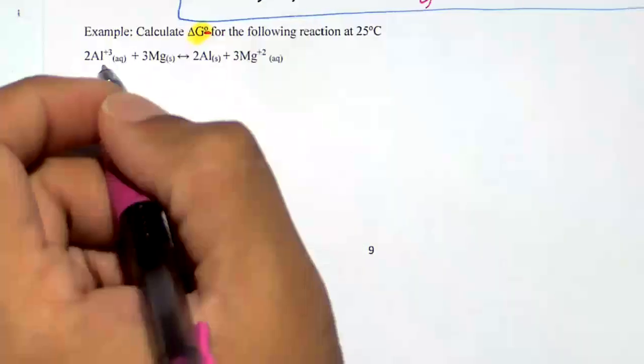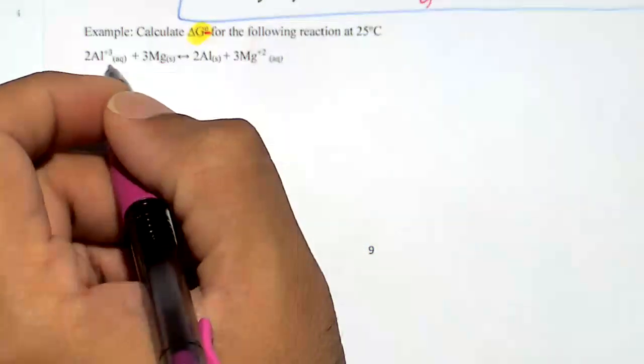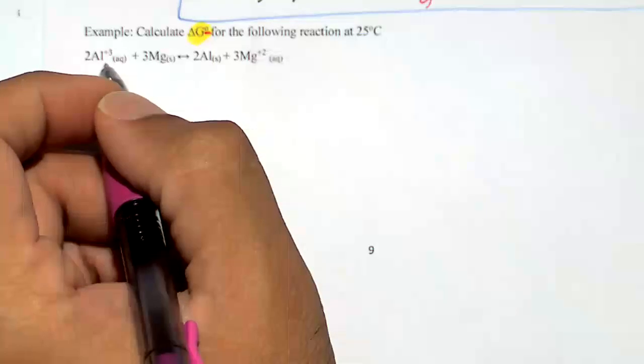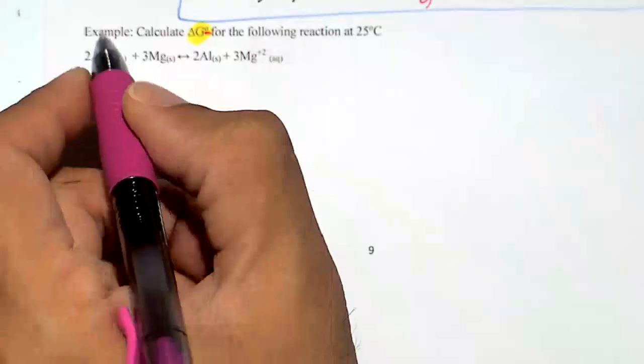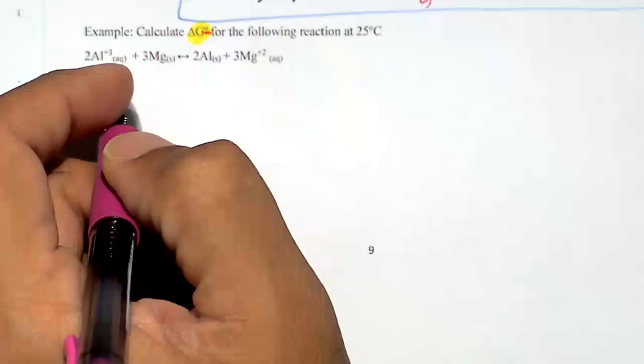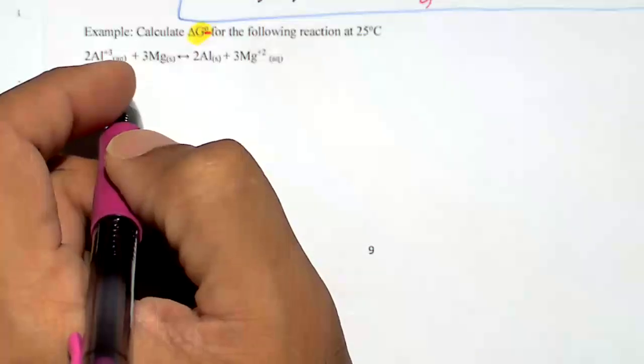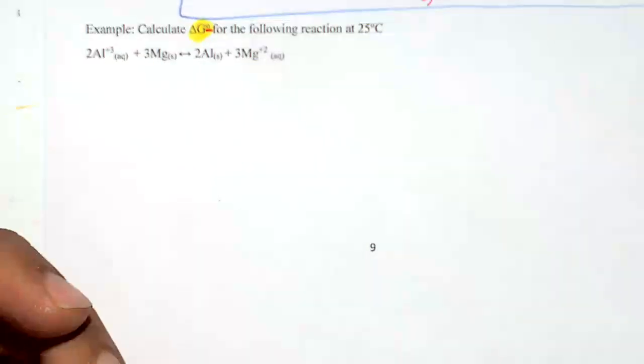Okay. All right, so we have this equation here. The first thing you want to do is you want to split this equation up. Okay, we'll split it up into one reaction that's oxidation, one reaction that's reduction.